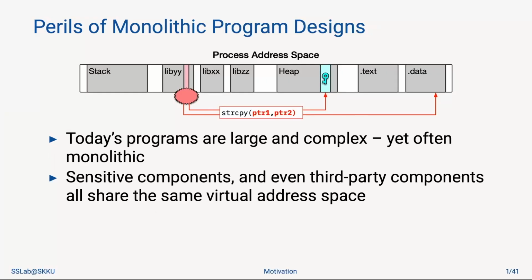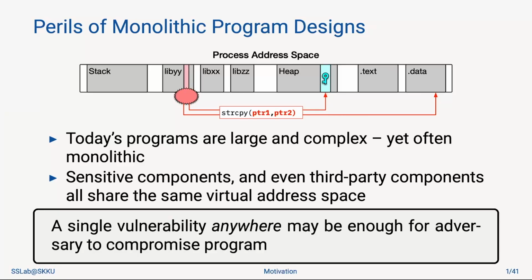First, let's start with the motivation for the work. Today's programs are often complex, yet monolithic. What do I mean by monolithic? Everything is combined into one. A program often employs third-party libraries that might contain bugs. Moreover, low-security components, like libraries, share the same address space with higher security components, such as the one that accesses the private key. And for this reason, a single vulnerability anywhere within the program can affect the entire program.